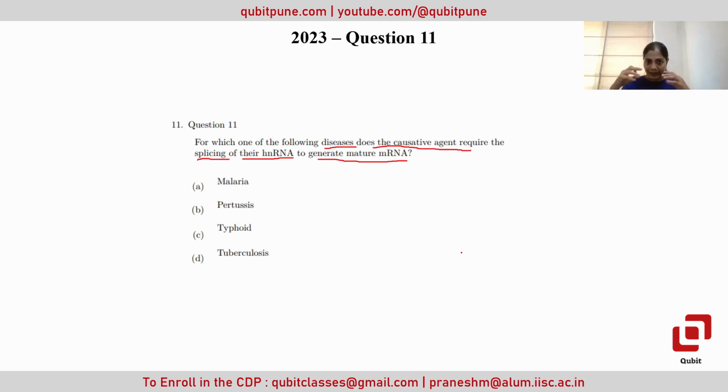So if they are of bacterial origin, the splicing process will not be involved in the formation of mature RNA for them. On the other hand, the causative agent of malaria is Plasmodium. Plasmodium is a parasite which is eukaryotic in nature. Because of that eukaryotic nature, the splicing process is involved in the causative agent for that particular disease. So malaria will be the correct answer.